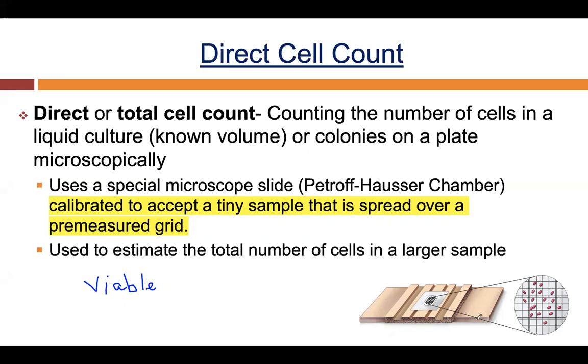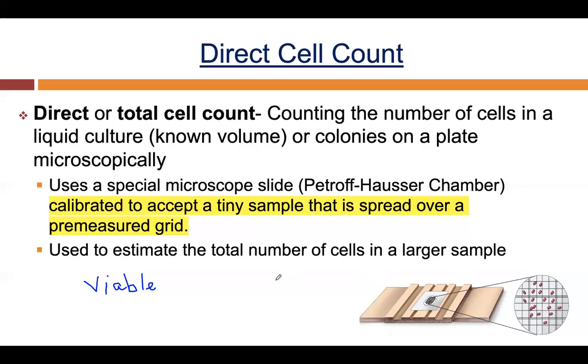Over here, one way is using the Petroff-Hausser chamber. It's a microscope slide, but a special type of slide. At the center of the slide, the central part is a little bit depressed, and it is calibrated. It has a grid, and all the grids are measured, by estimating the volume of that area and how many bacteria are there within that volume. By counting that, we can estimate the total number of cells.